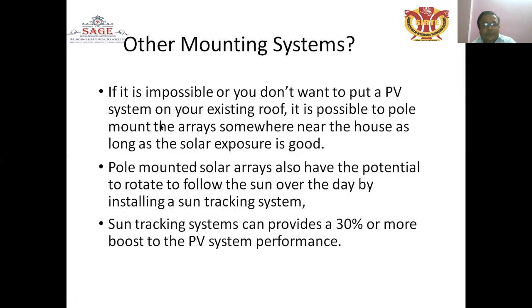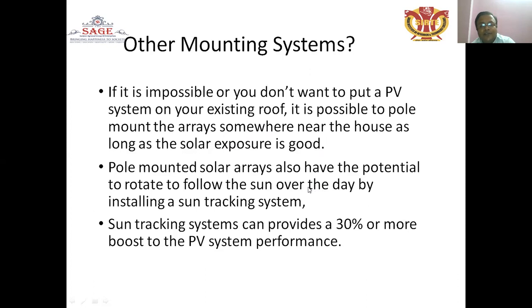Other mounting systems: if it is impossible or you do not want to put a PV system on your existing roof, it is possible to pole mount the array somewhere near the house as long as the solar exposure is good. Pole mounted solar arrays also have the potential to rotate and follow the sun over the day by installing a sun tracking system. In a sun tracking system, the sun rays coming from the sun are tracked to one point, that is solar concentration, and there are two types.